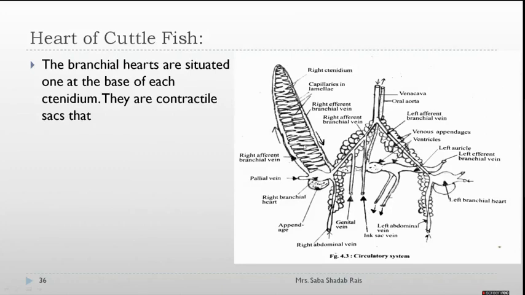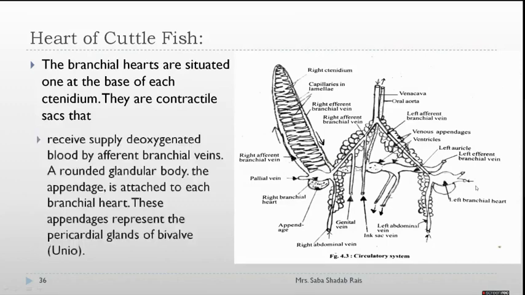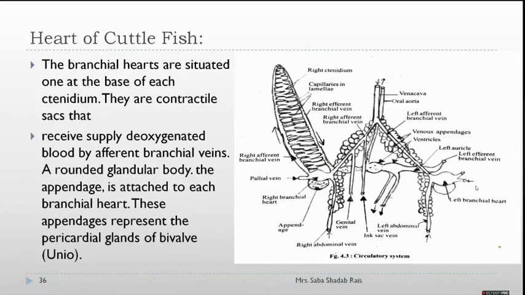These structures are your ctenidium. So they are present at the base of each ctenidium. Now they are just the contractiles. They are contractile sets which receive the deoxygenated blood. Now one heart is engaged in the transport of the oxygenated blood.